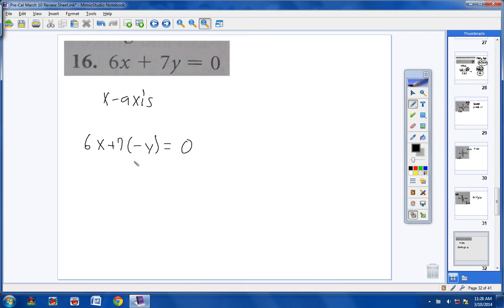And then we simplify and see if we get out the original equation. Well, 7 times -y is -7y. And no, we did not get out the exact original equation. So we do not have x-axis symmetry.